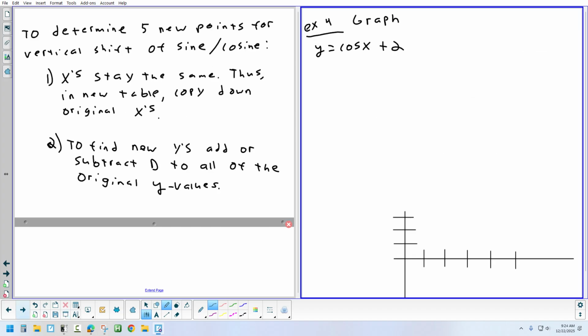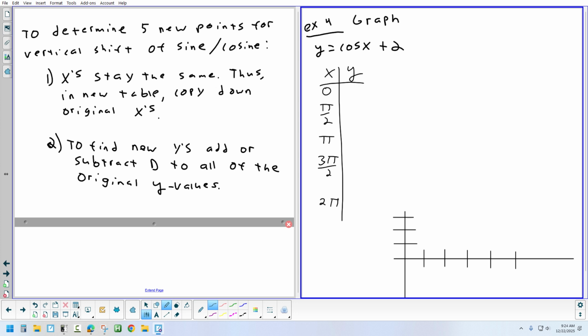Let's try this one. Okay, first step, identify what kind of transformation it is. It's addition. It's on the outside. It means it's going to shift up or down. Okay, so Travis, which column is going to stay the same now? X. Yep, and can you give me my x column for cosine? 0, pi over 2, pi, 3 pi over 2, 2 pi.